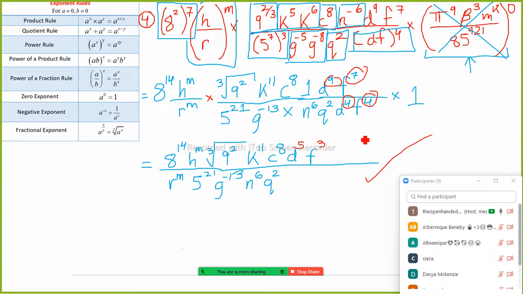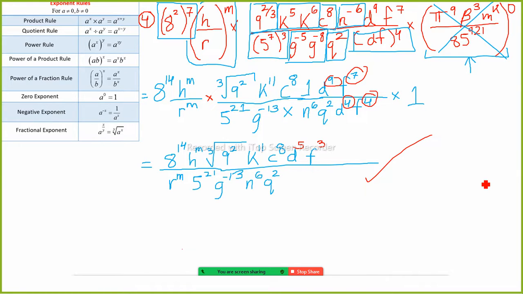And that's us for this particular journey. All right, so that's it. That's us when we apply all of the rules combined, all the rules that we know together. When we look at the product rule, the quotient rule, the power rule, the product of a power rule, the power of a fraction rule, the zero exponent rule, the negative exponent rule, and the fraction exponent rule, when we apply all of them together, then we can do things like this.